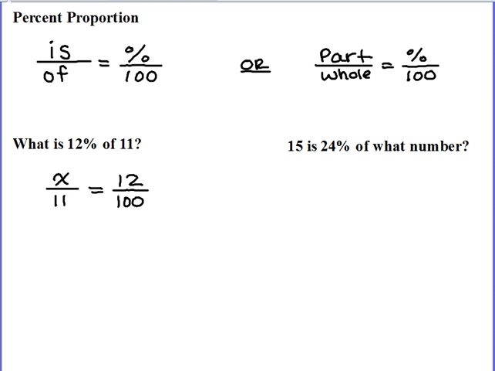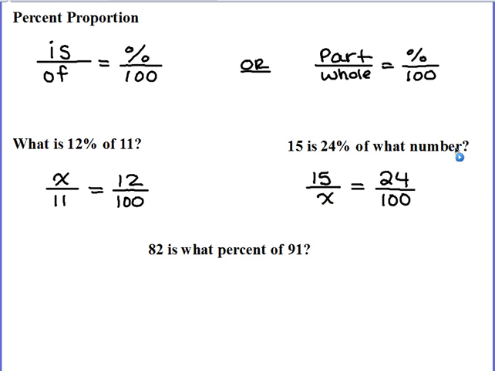You could also use proportional reasoning for this percent problem. 15 is 24% of what number? Well, 15 is the part, so that's the numerator. 24% is also the numerator because that's the part out of 100. And then it asks 15 is 24% of what number? So I'm looking for the of or the whole. That would be my unknown.